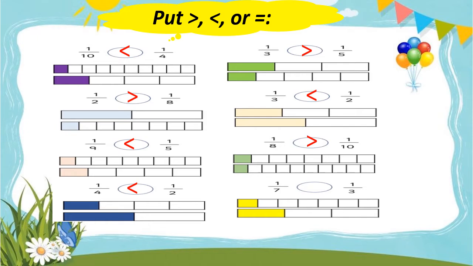The last one, we have the first strip cut into 7 equal parts, and the second strip cut into 3 equal parts. So which part is the biggest? Excellent. 1 out of 3 is bigger than 1 out of 7. So 1 out of 7 is less than 1 out of 3. Super.